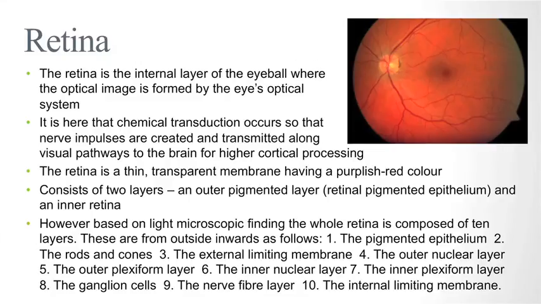However, based on light microscopic findings, the whole retina is composed of 10 layers. These are, from outside inwards, as follows. 1. The pigmented epithelium. 2. The rods and cones. 3. The external limiting membrane. 4. The outer nuclear layer. 5. The outer plexiform layer. 6. The inner nuclear layer. 7. The inner plexiform layer. 8. The ganglion cells. 9. The nerve fibre layer. 10. The internal limiting membrane.